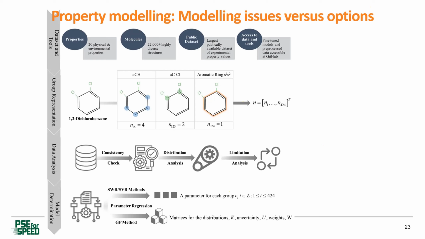Then we need to check the data. We need to check the consistency. We need to check the distribution. That means, are there molecules for which a property is given for every group? Or are there some groups that are not represented by any chemical in the database? Obviously, we cannot calculate the contribution of that. So all of these things we check in data analysis. After that, we decide how to do the parameter estimation.